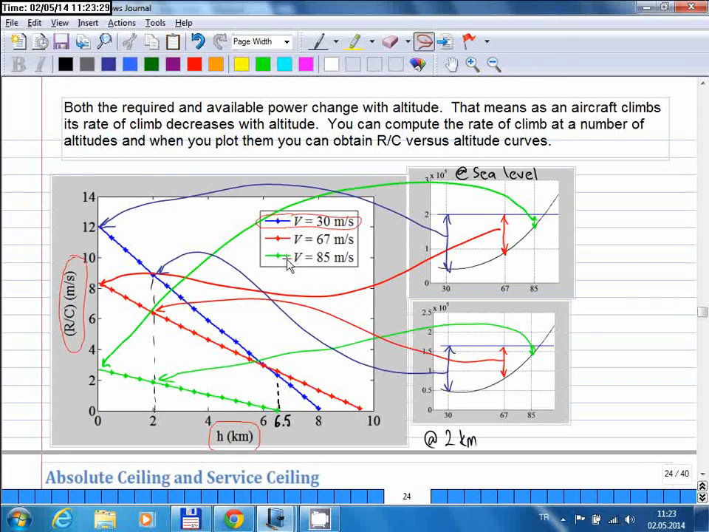And in fact, if you try to climb at 85 meters per second, the maximum altitude you can climb to is much less than your actual ceiling. In this aircraft, for example, if you want to climb at 85 meters per second, the rate of climb you can get is this much, but you can only reach an altitude of about 6.5 kilometers, whereas if you do your climb at this speed, you can reach a higher altitude.